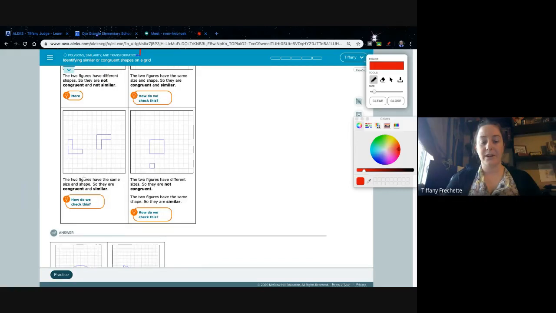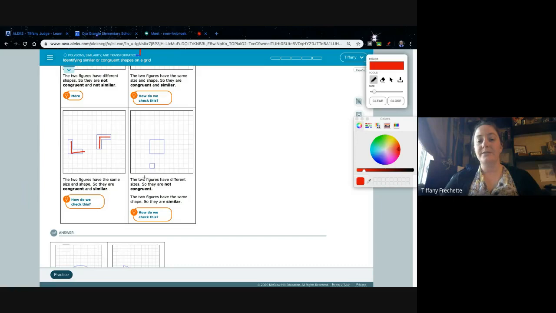So these two figures have the same size and shape. So again, we have this L figure. We go 3 down here and 3 over. So this one we go 3 up and 3 over. So even though, again, they turned it, it's still the same shape. You can still count it and see that. So we know it's congruent. If it's congruent, it's also similar.